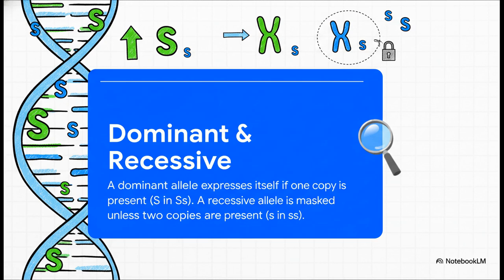So, what happens when you get a heterozygous pair like Ss? Well, that's where dominant and recessive alleles come into play. The dominant one, the capital S, is kind of the loud one. It's the one that always shows up in the phenotype. The recessive allele, the lowercase s, is quieter. It gets masked unless you have 2 copies of it, like in the ss genotype.